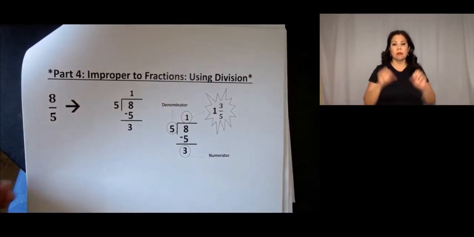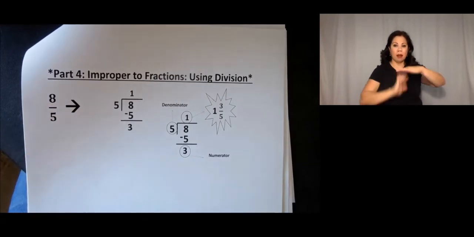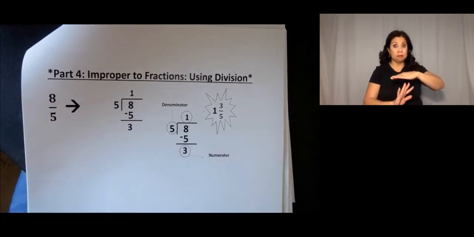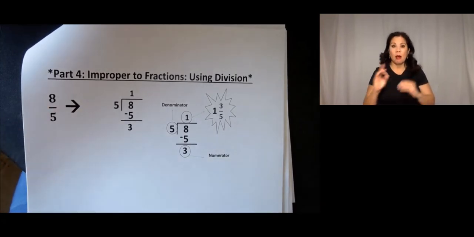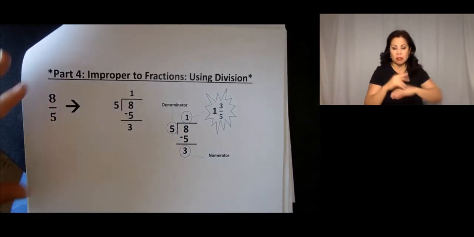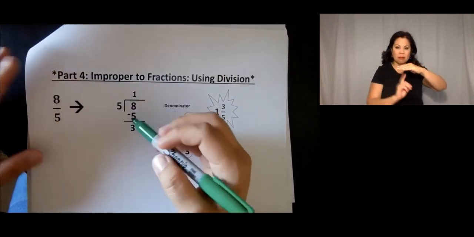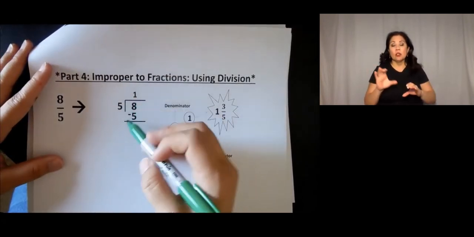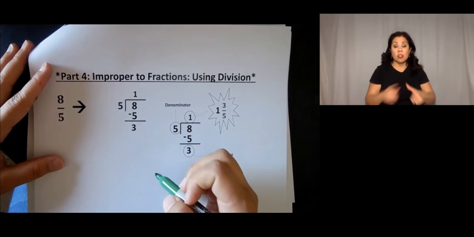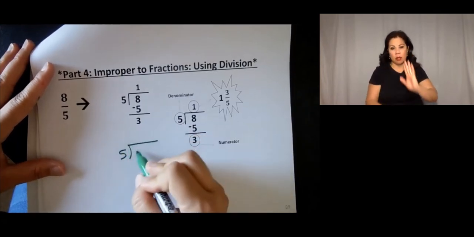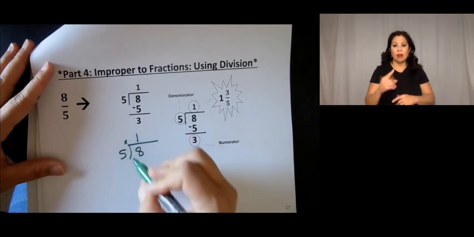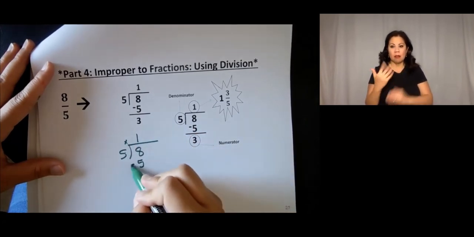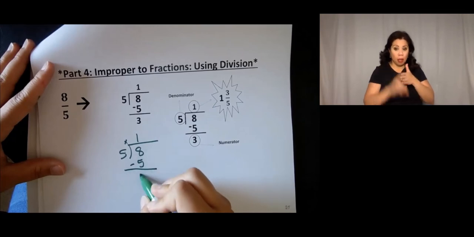So say if I have 8/5. Okay, that's definitely improper, because 8 is bigger than 5. The numerator is bigger than the denominator. So what you're going to do is you're going to do long division up until you subtract. Right, so let me do it step by step. 5 goes into 8 one time. 1 times 5 is 5. Then I'm going to subtract. 8 minus 5 is 3.